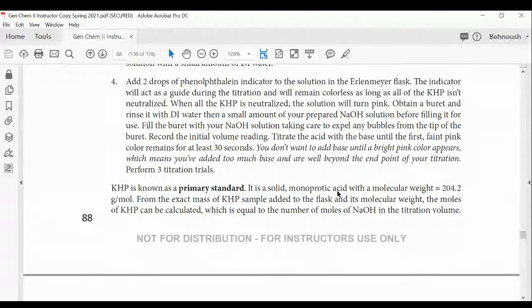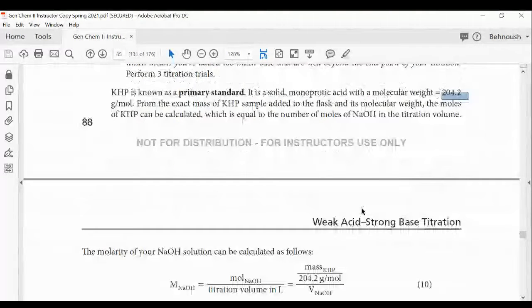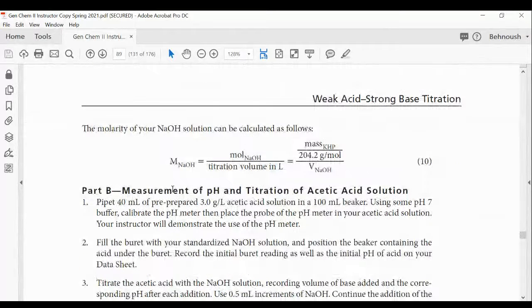You need to know the definitions for molarity and for mole. Just make sure you know that to calculate the number of moles of KHP, it would be the mass of the KHP divided by molar mass. That gives you the number of moles of the KHP. Number of moles of KHP equals number of moles of sodium hydroxide. And then if you have the number of moles of sodium hydroxide, you divide by the volume of sodium hydroxide, and that gives you the molarity. So the formula here is provided. I just want to make sure that you understand what these numbers mean.